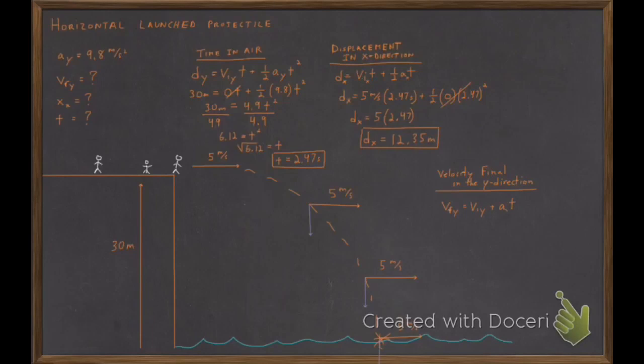And remember, a has to be in the y direction. So v final is what we're trying to find in the y direction. And that's going to be equal to 0 plus 9.8 times the time. And we said the time was 2.47 seconds. Therefore, the v final in the y direction, v final y, is equal to 24.21 meters per second.